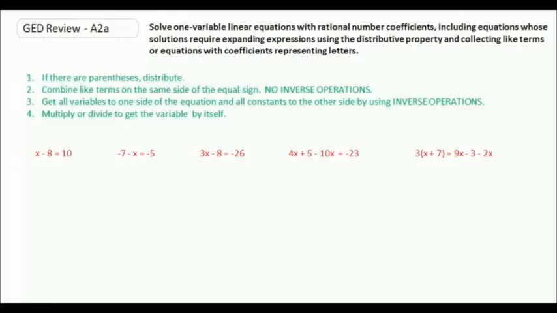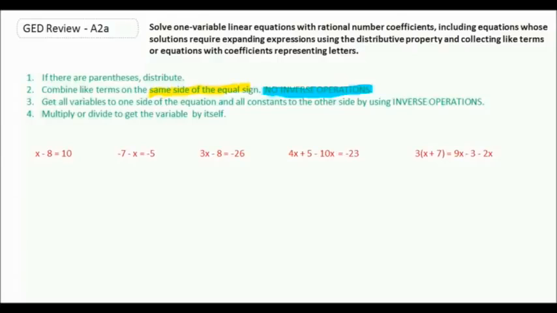There are certain steps we should follow when solving equations. Now, not all equations will need to have all of these steps, but it's good to know what order you should do things in. The first thing is, if you see parentheses, you need to distribute. You should then combine any like terms that are on the same side of the equal sign. And notice it says no inverse operations. Inverse operations is just the opposite operation. When we're trying to move things from side to side, that's when we're going to be doing the opposite. But if we're just doing it on the same side, there's no inverse operations needed.